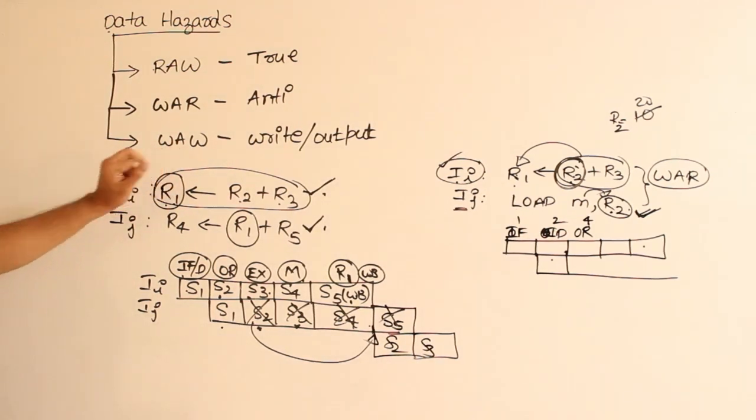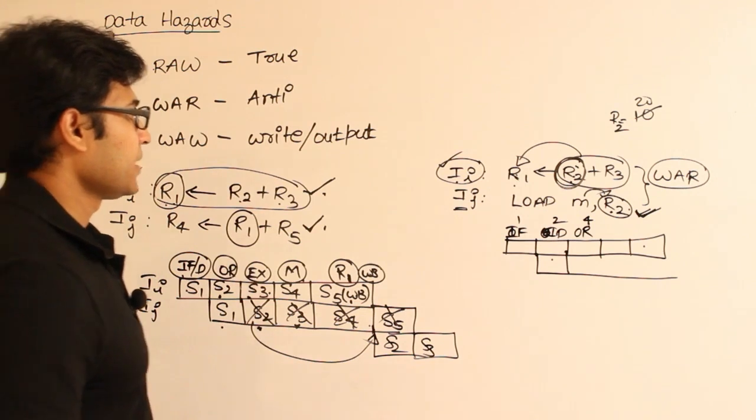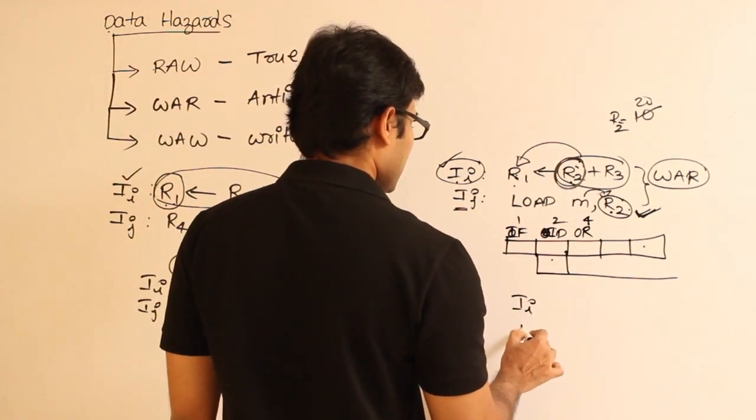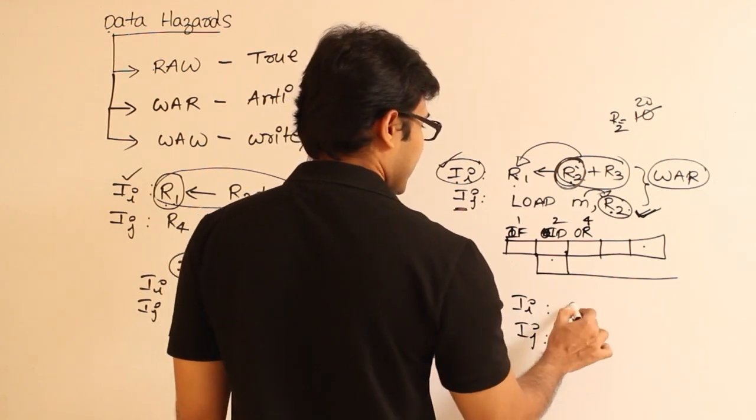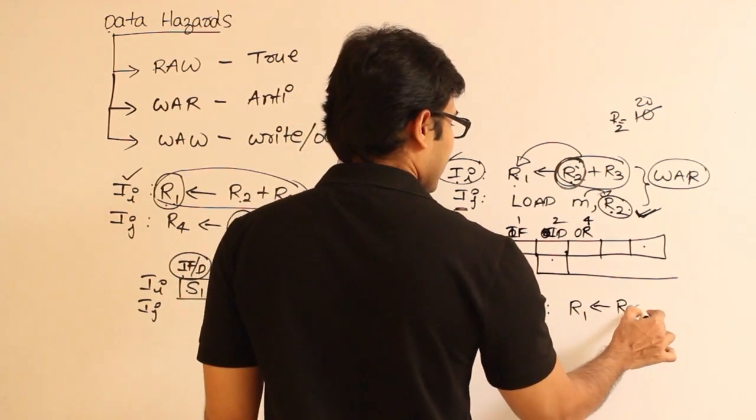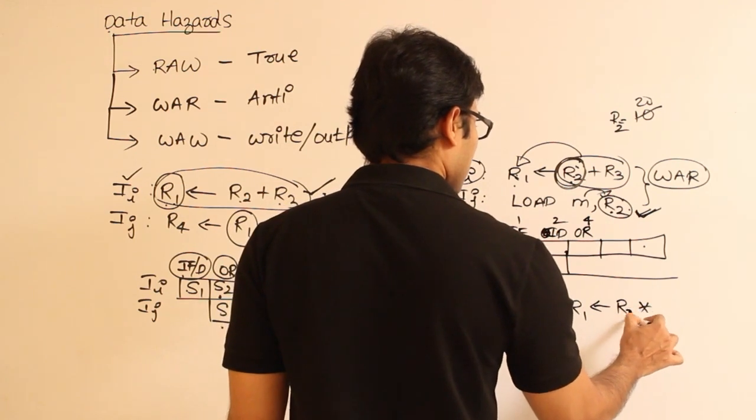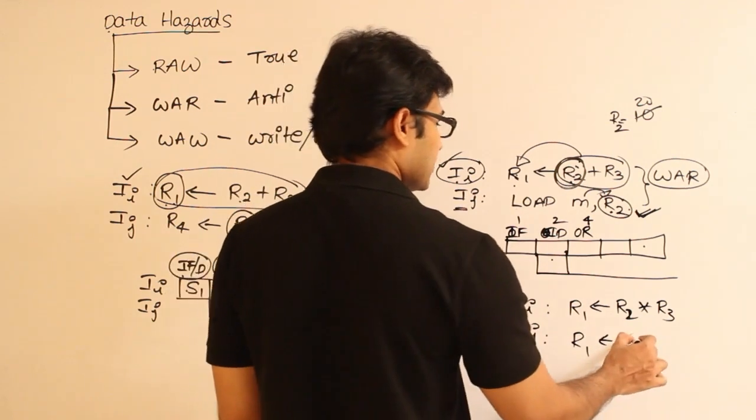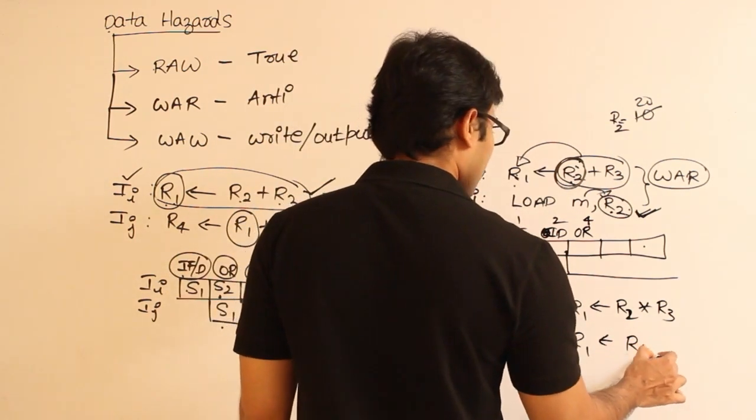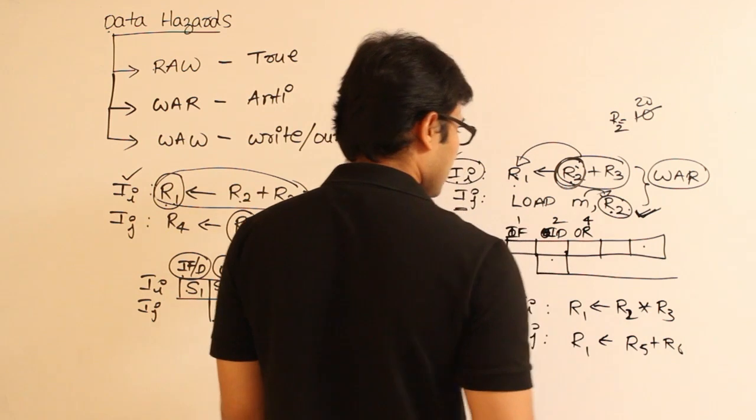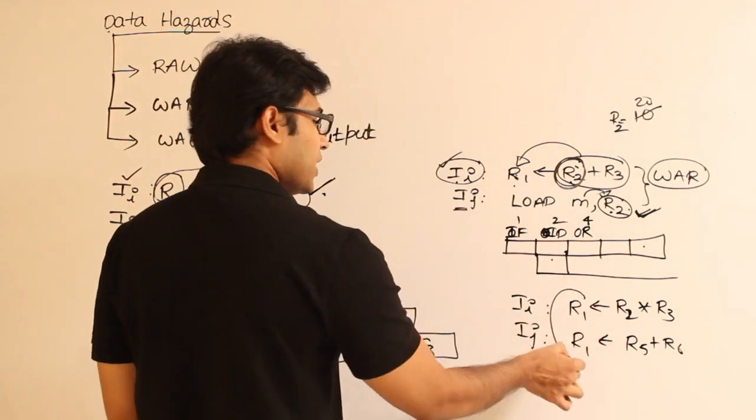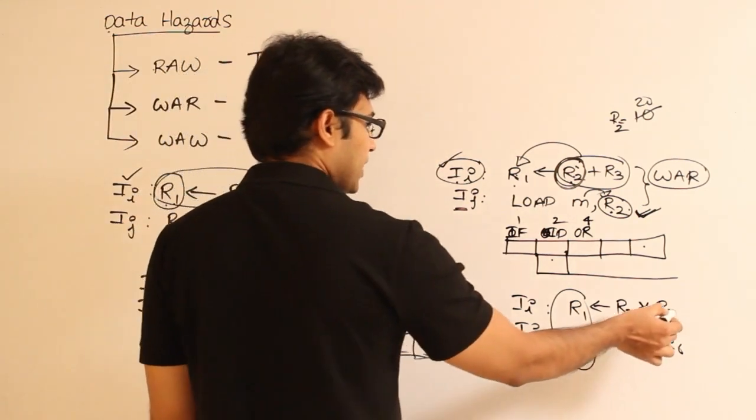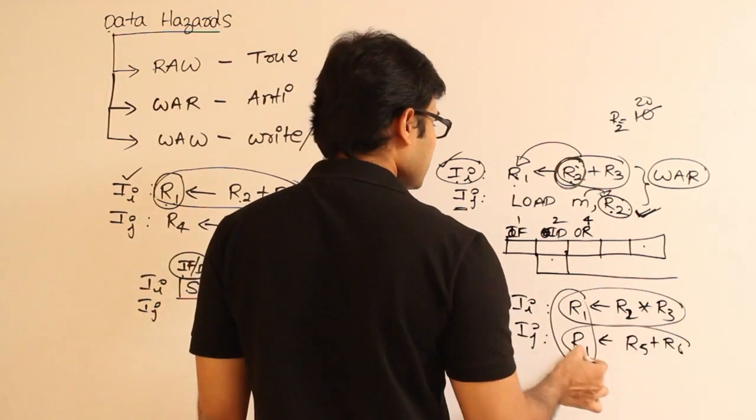And the next one is called write after write dependency. So what is this write after write dependency? Let us say you have two instructions like this, R1 equals R2 star R3, and then R1 equals, let us say, R5 plus R6. Now if you observe it, both are trying to write into the same register, but this instruction has to write into it first and then this instruction.